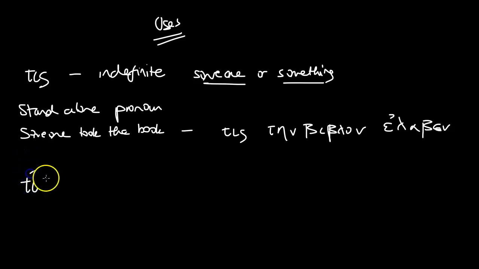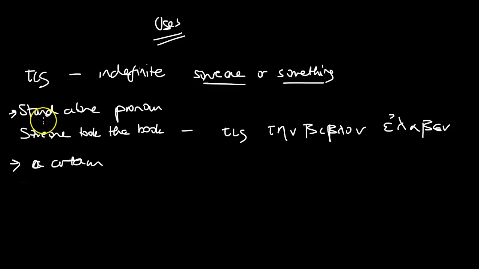So now tis with a, sorry, actually no, there are a few more. So there are a few more uses of tis without an accent. For example, it can also mean a certain. So we've discussed it is a standalone pronoun. It can also mean a certain. And that is if it's positioned after the noun it's describing.